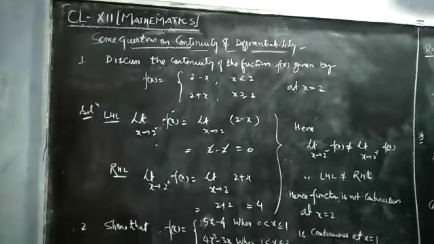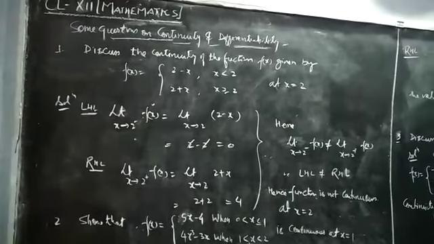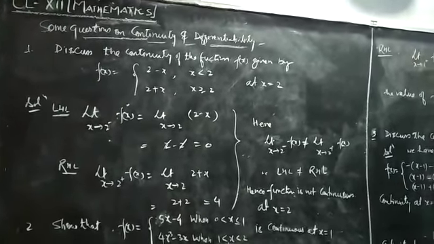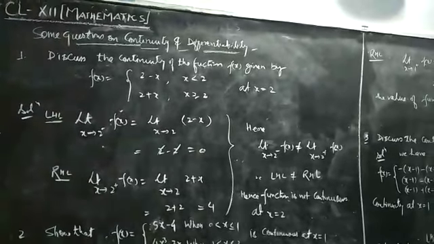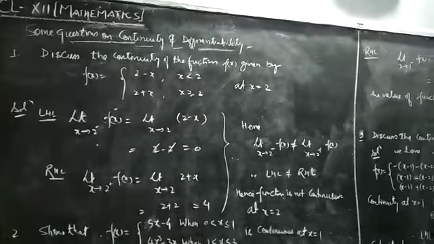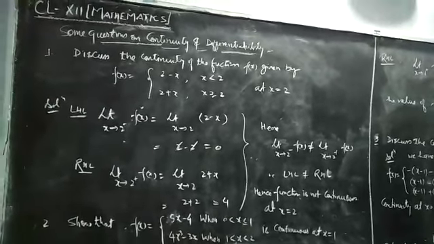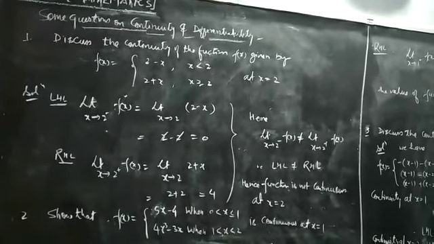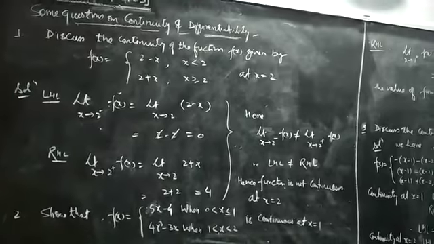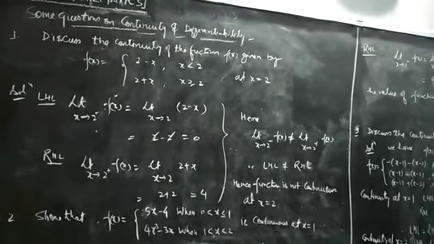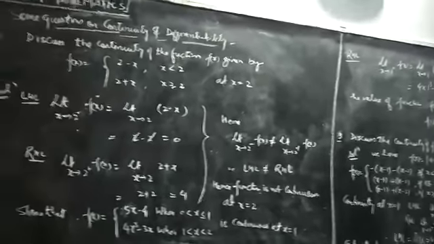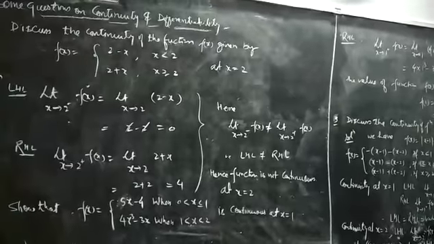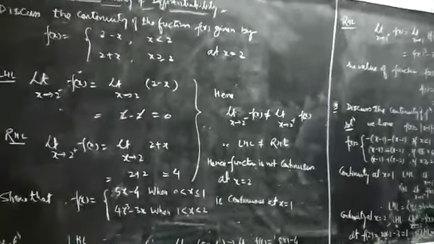See the solution. LHL, that is left hand limit: limit x tends to 2 negative of f(x) is equal to limit x tends to 2 of 2 - x. Putting the value of x, 2 - 2 is equal to 0. RHL, that is right hand limit: limit x tends to 2 positive of f(x) is equal to limit x tends to 2 of 2 + x, so 2 + 2 is equal to 4. Here left hand limit is not equal to right hand limit. So the function is not continuous at x = 2.